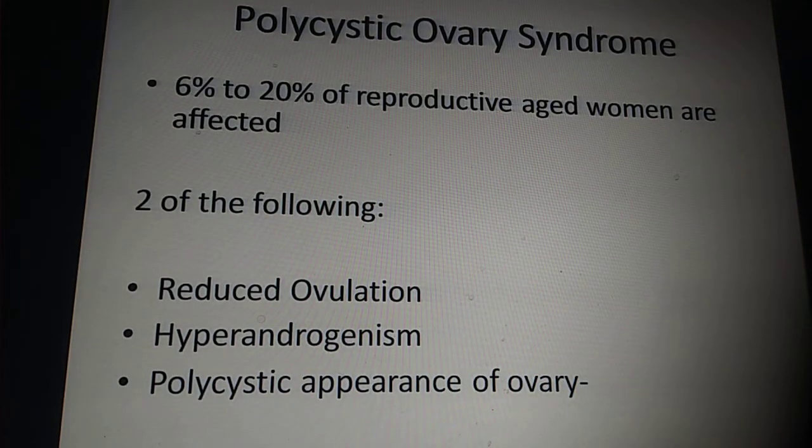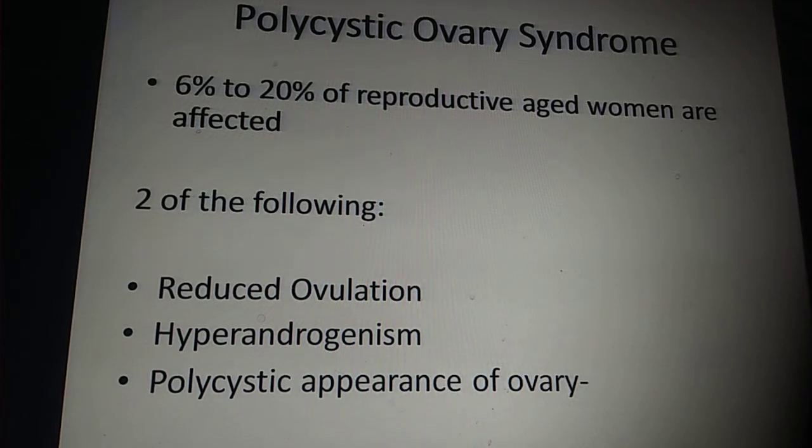Now we come to polycystic ovary syndrome, okay, PCOS or PCOD. About 6 to 20% of reproductive age group women are affected. So you can imagine the burden of disease in the community, right? It's a very common condition. It's just something that you will find in every OPD. Somebody will be coming, and obviously they'll come in the reproductive age group. Many of them might be in the late teens or early 20s.